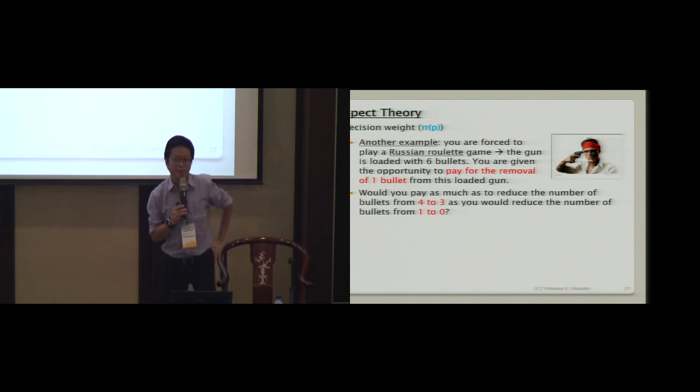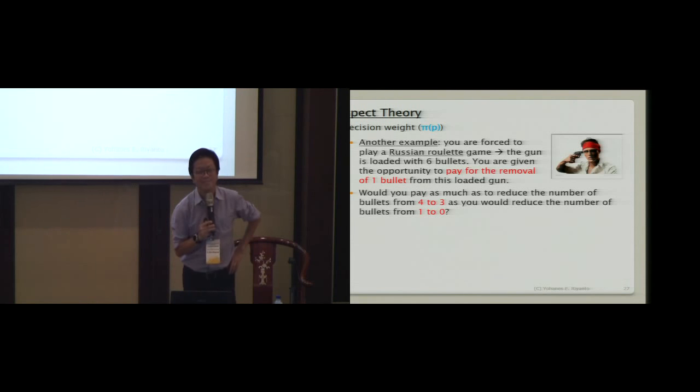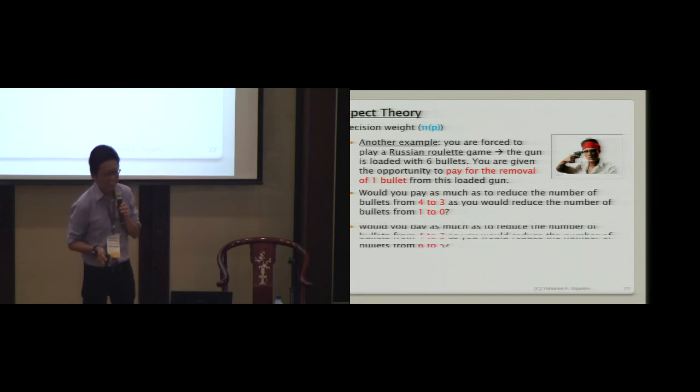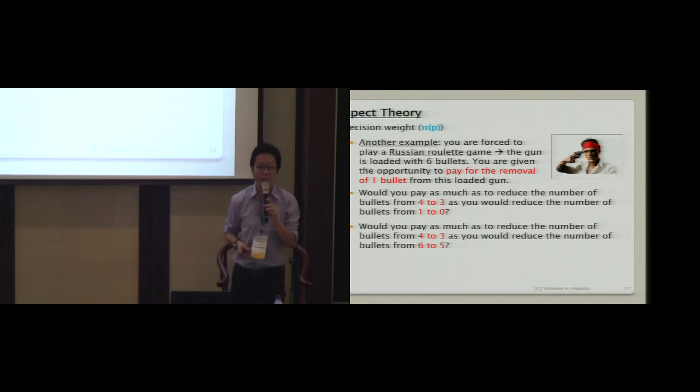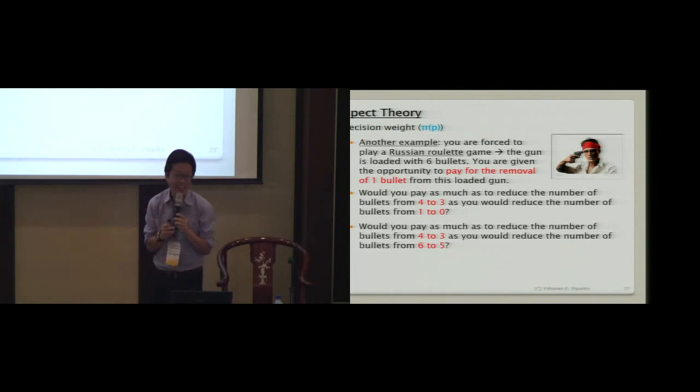Which one will you be happier to have? From 1 to 0, of course. What about this? Removal of 1 bullet from 4 to 3, or removal of 1 bullet from 6 to 5? 6 to 5: with 6, for sure you will die. With 5, there is still a bit of chance that you might survive. So you of course value 6 to 5 more than 4 to 3.